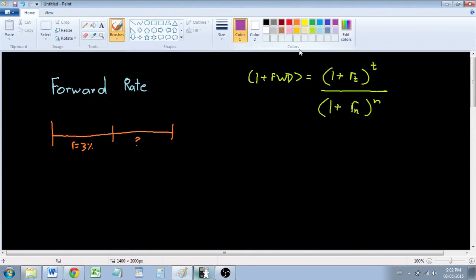What is a forward rate and how do you calculate it? So let's talk about forward rates here. A forward rate is just an agreement to have an interest rate over a certain period of time.